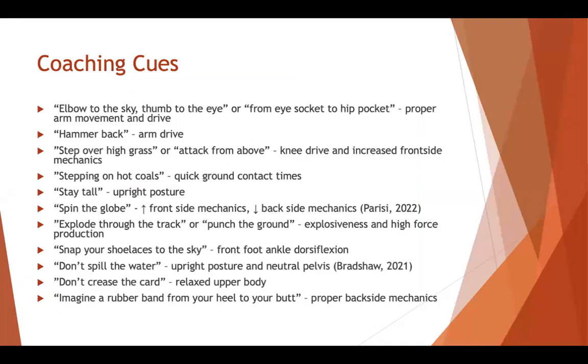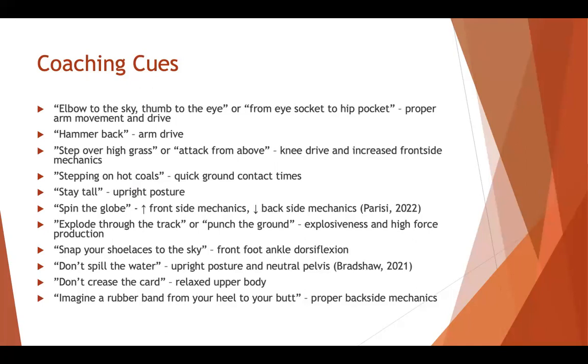Getting into coaching cues now. We'll stick with the external cues as we discussed in the previous acceleration video. And here's a list of coaching cues that you can use with your athletes or with anyone. Examples: elbow to the sky, thumb to the eye, or from the eye socket to hip pocket. Both are just teaching proper arm movement and arm drive. Hammer back is also about arm drive.